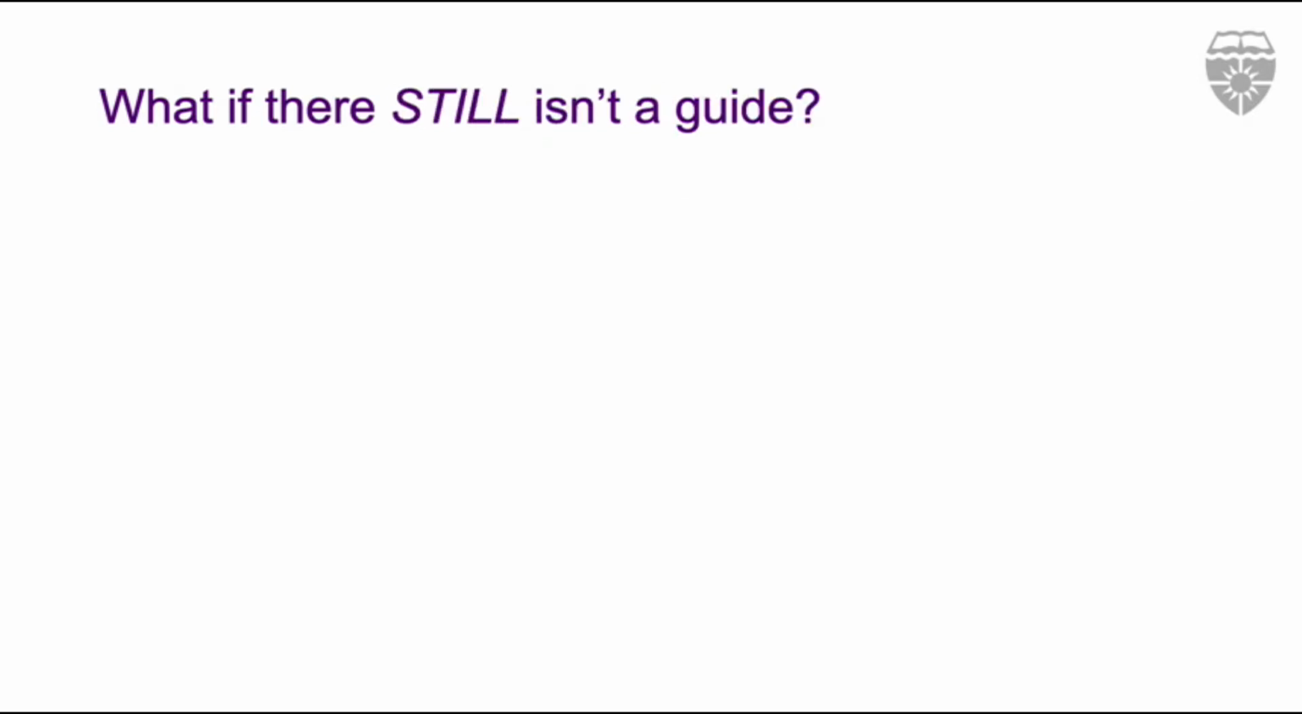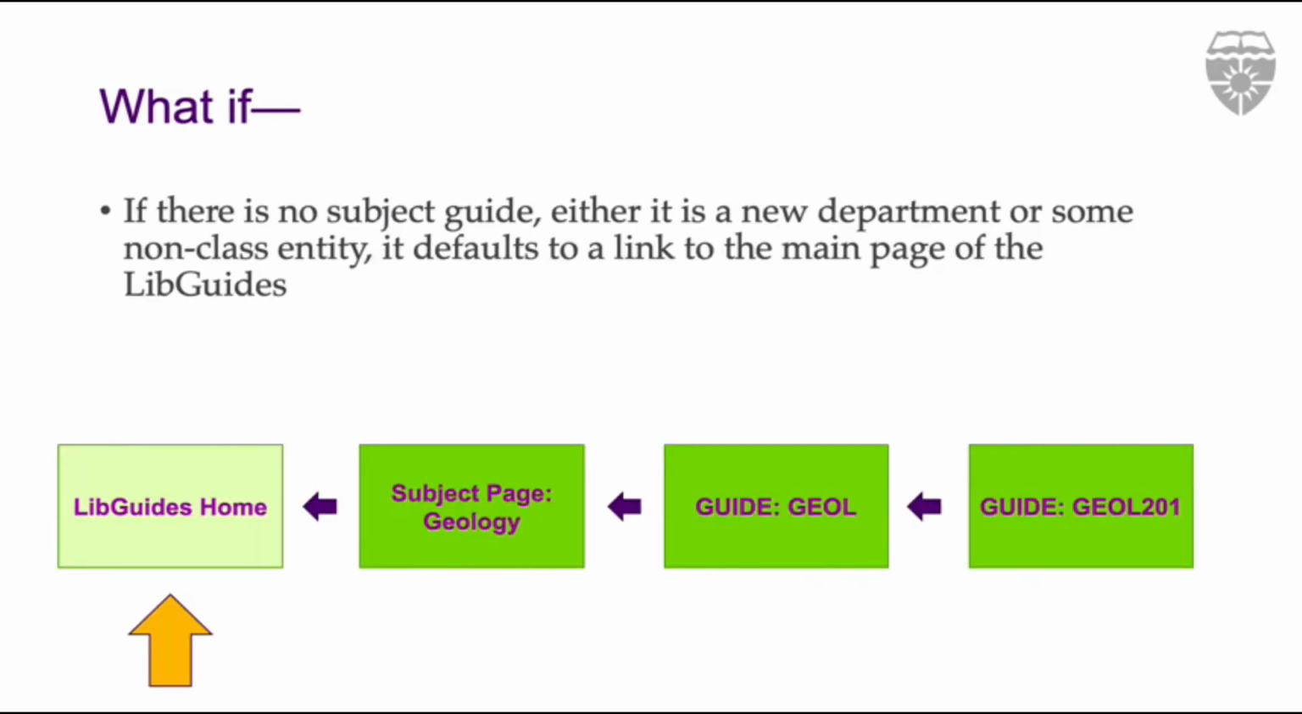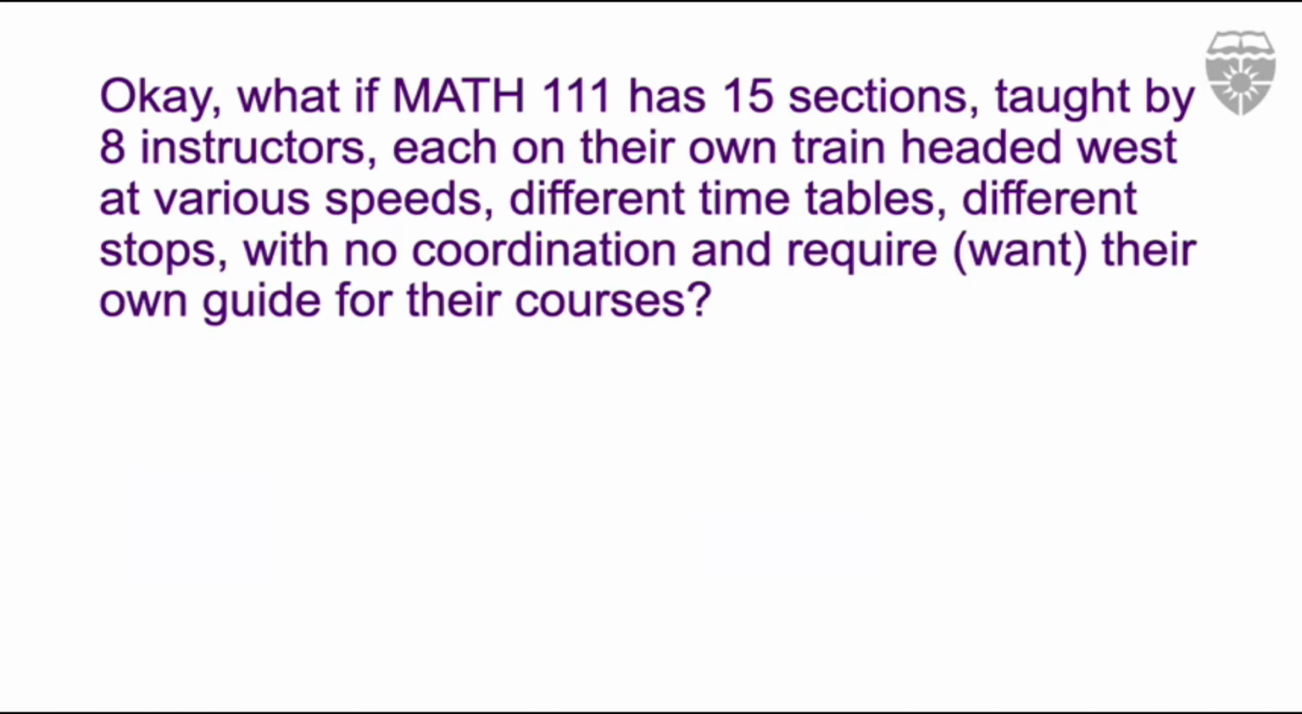Well, maybe there's not a specific guide for geology because it's good enough for the subject page. So it just goes to the subject page for geology. Great. And if it still doesn't find one, maybe it's a weird new course we haven't updated yet, or if it's a community page rather than a course itself, it just creates a link to the LibGuides homepage.